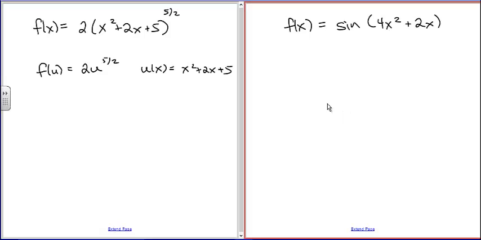Okay, so now we have a sine function. Inside the parentheses we have u of x, and f of u is the sine of u. Again, the whole idea here is that you're trying to break it up into two functions that you do know how to take the derivatives of, that we have a formula for, that we've derived previously.